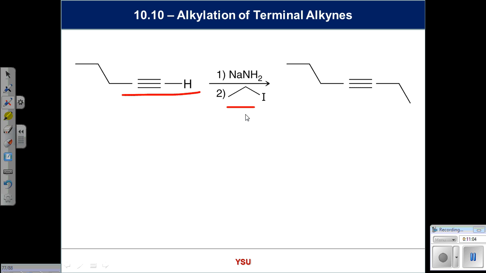And I will say again, in these sequences, I want to see products from both steps. I'm not asking for mechanisms. I'm asking you to give me what you expect to get from that first reaction when you mix sodium amide with the alkyne. And it should be an acetylide anion. It should be the negative charge on the carbon. In the second step, that product then reacts with the alkyl halide to do an SN2 reaction.